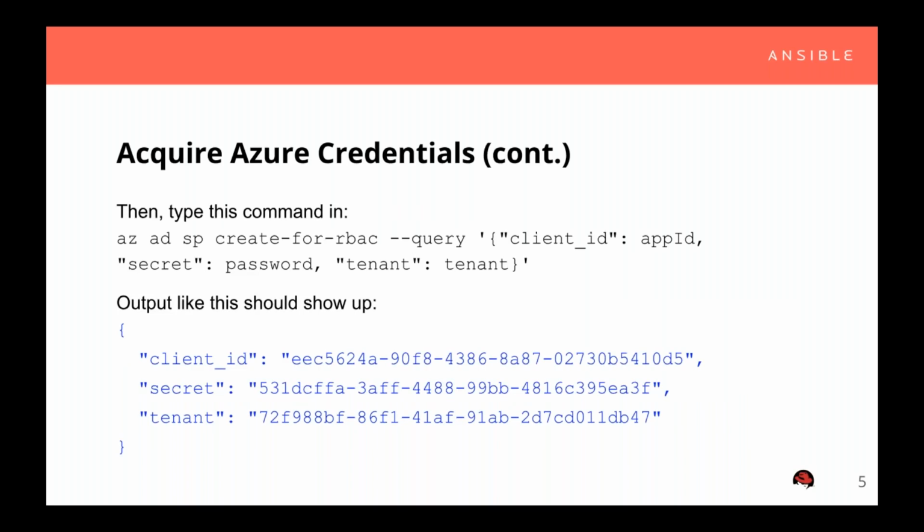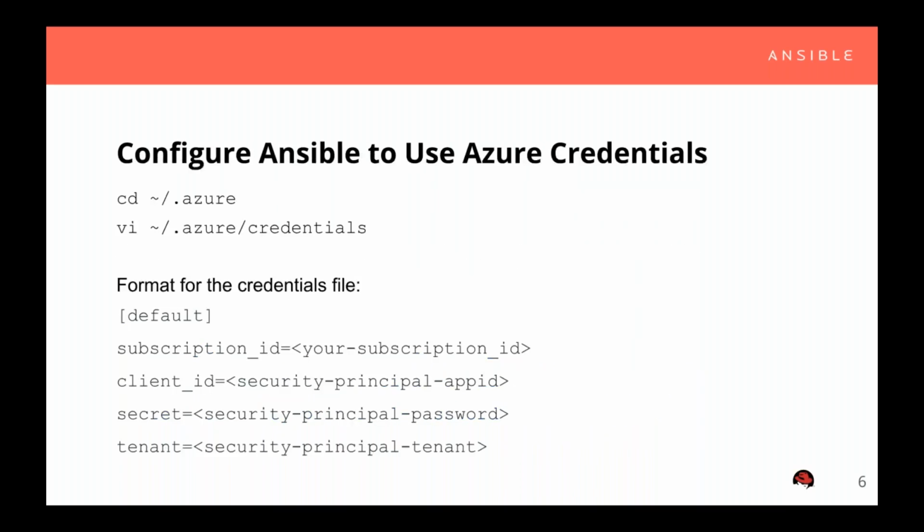And here's how you get the rest of the information for the credentials file. So you just type in that command that it shows there. I'll just keep this on for another second so you can take a look. So we need the client ID, secret, and tenant. After you have all that information, you want to copy and paste it somewhere so you can type it in to the credentials file.